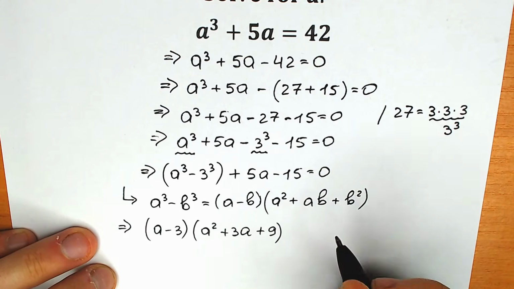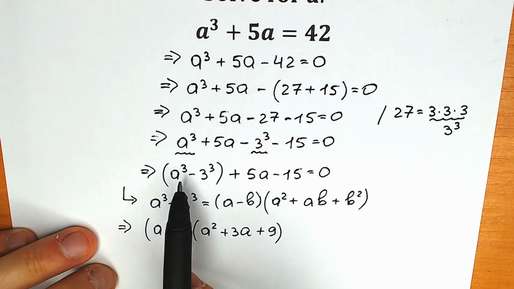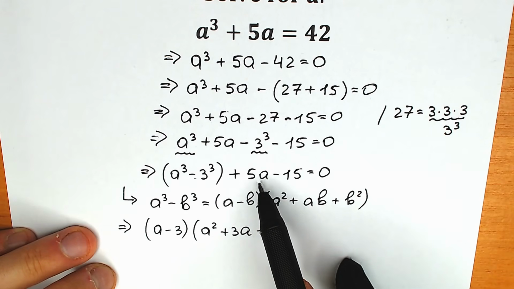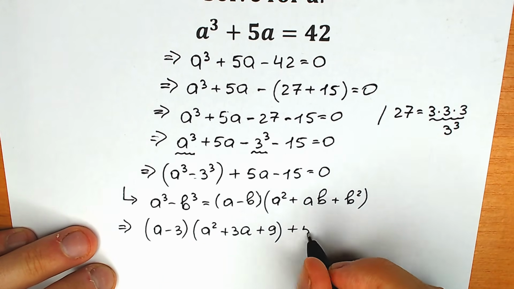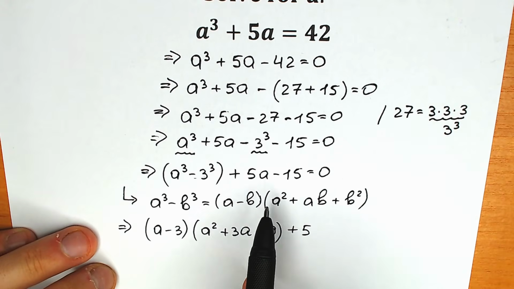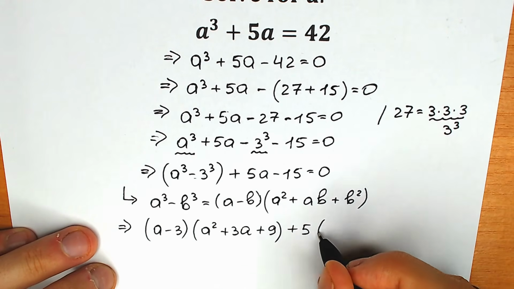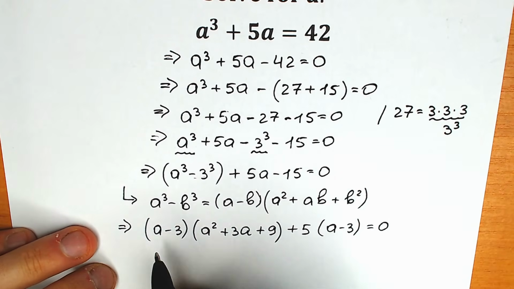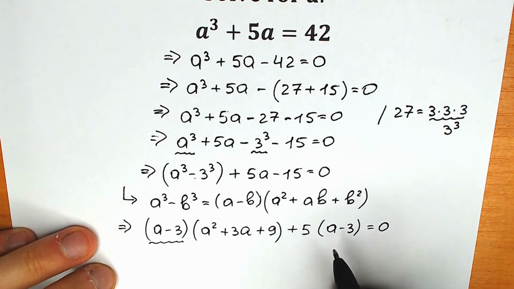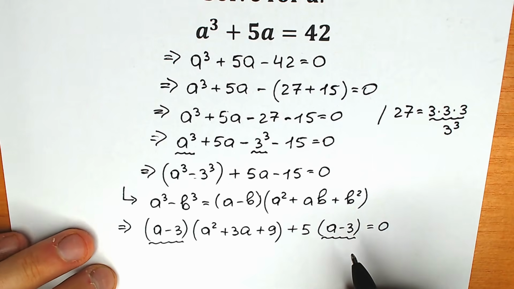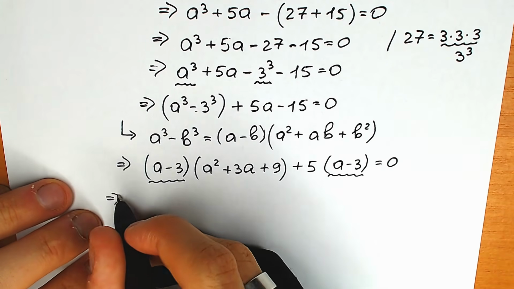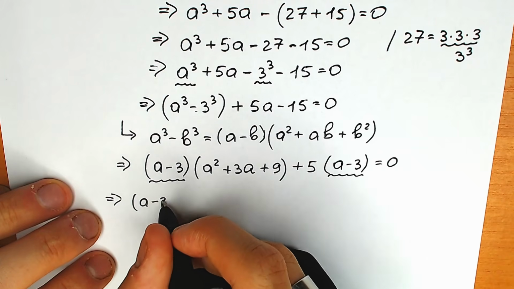But one really important moment. As you can see, we wrote this difference of 2 cubes according to the formula. But at this moment, we can easily factor out 5. When we factor out 5, we have plus 5, and in parentheses, we're going to have a minus 3, equal to 0. If you look closely, right now we have a minus 3 and we have a minus 3. So we can easily factor out a minus 3 as a common factor. So let's do this right now. We have a minus 3 in the beginning.